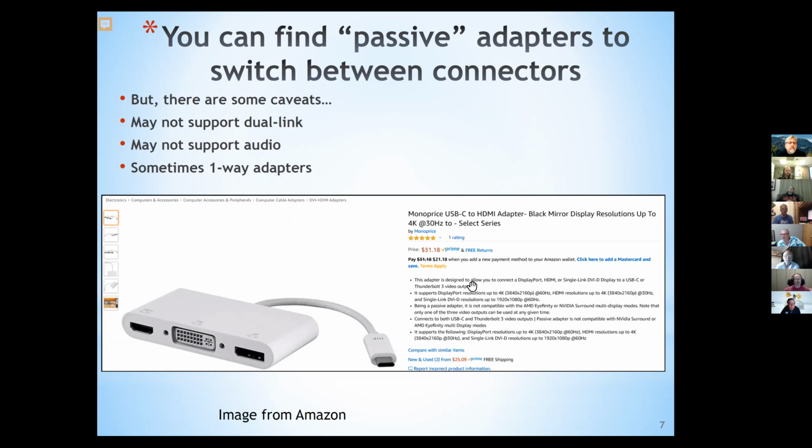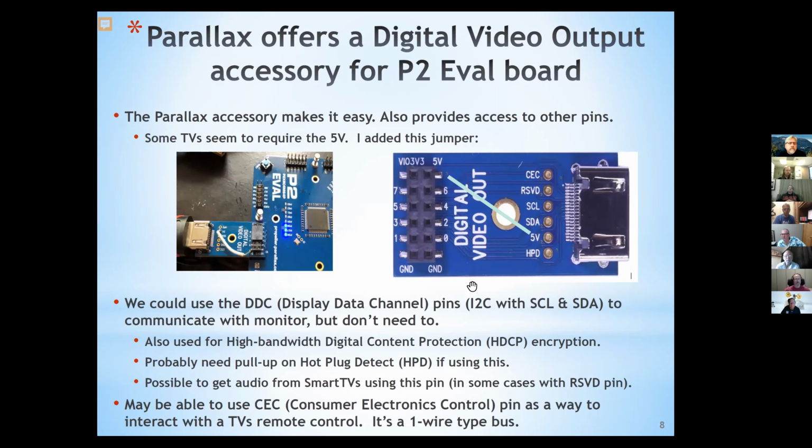And this is the Parallax one for the eval board. This makes it really easy to use. With this little tiny board, you get HDMI output. Some TVs seem to need the 5 volts, so you see I added my own little jumper wire there to connect this 5 volt to the 5 volt on the header. Some monitors don't seem to need it, but some TVs do, as far as I could tell.